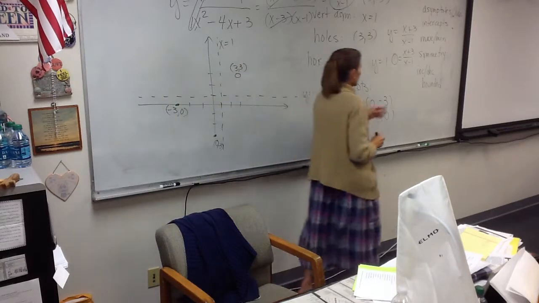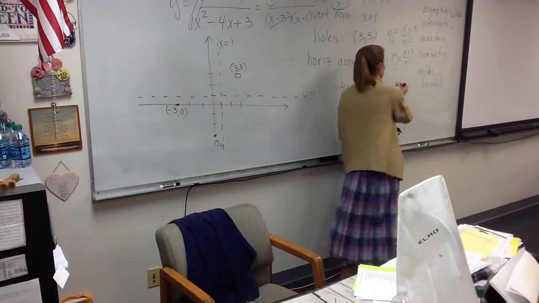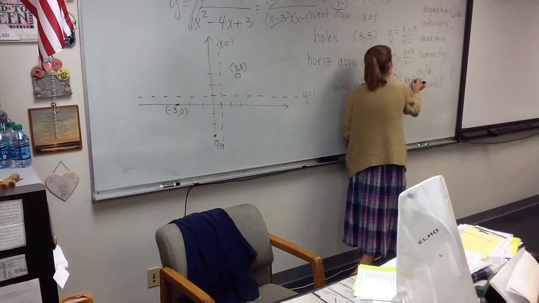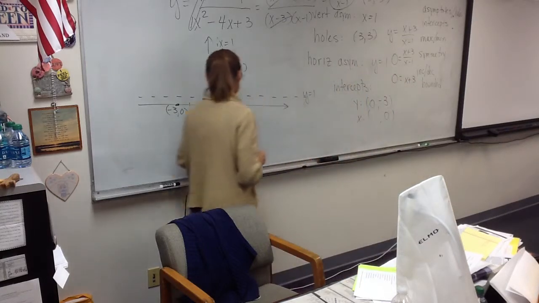She got negative 3 because she multiplied this over to here. It stayed 0. So x has to be negative 3.